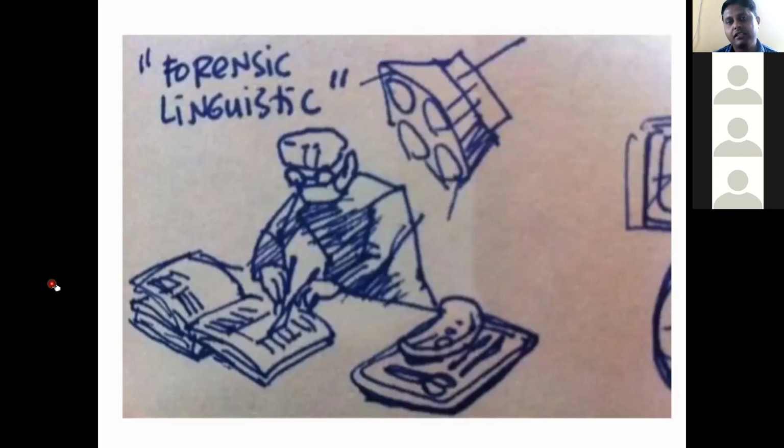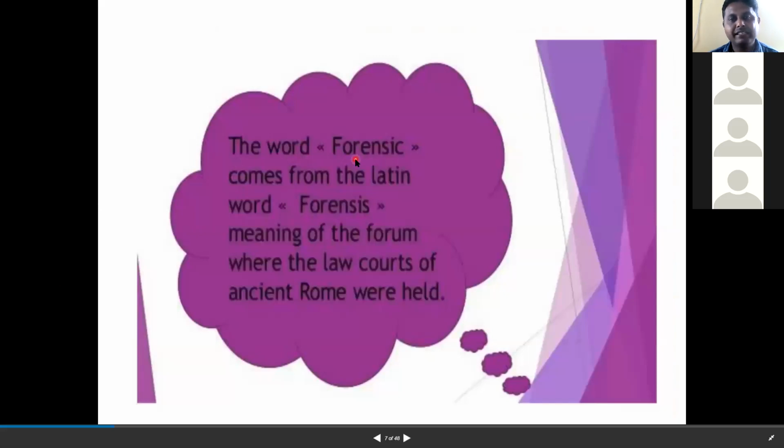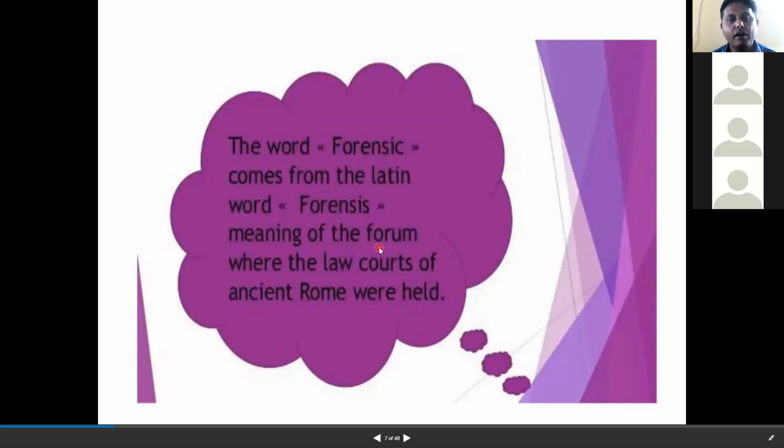So this is the first step, that forensic linguistics is nothing but the study of two things, that is language and the Department of Law. The word forensic comes from the Latin word forensis, and what is the meaning of forensis? Yes, forum, where the law courts of ancient Rome were held. So this word forensic comes from Rome, right? Its root lies in the Latin language, that is forensis. It indicates law courts.